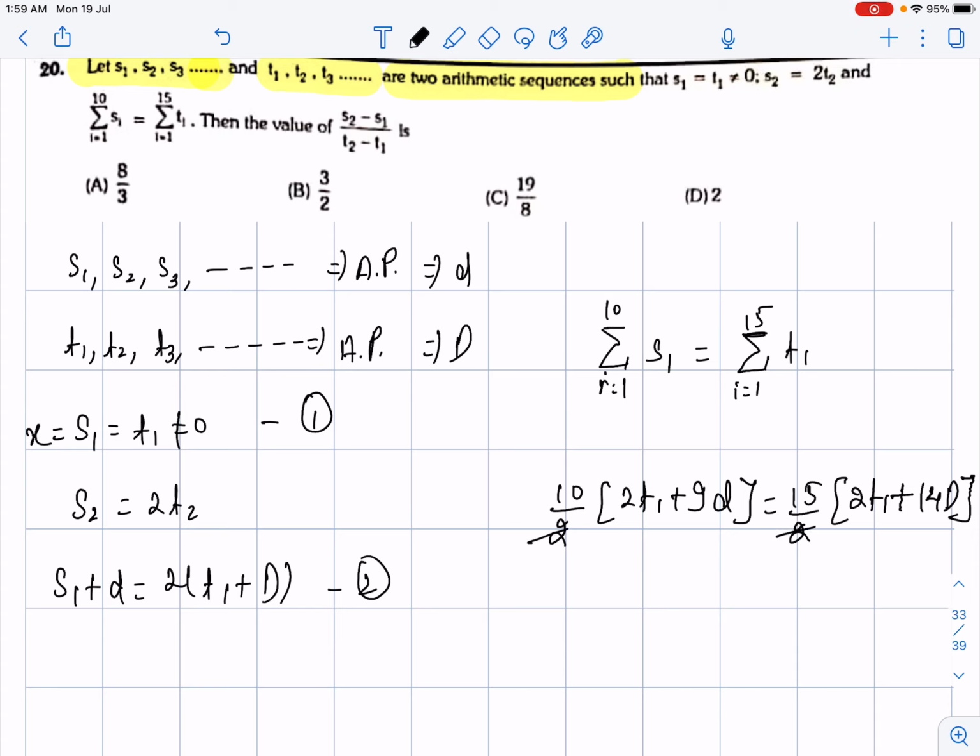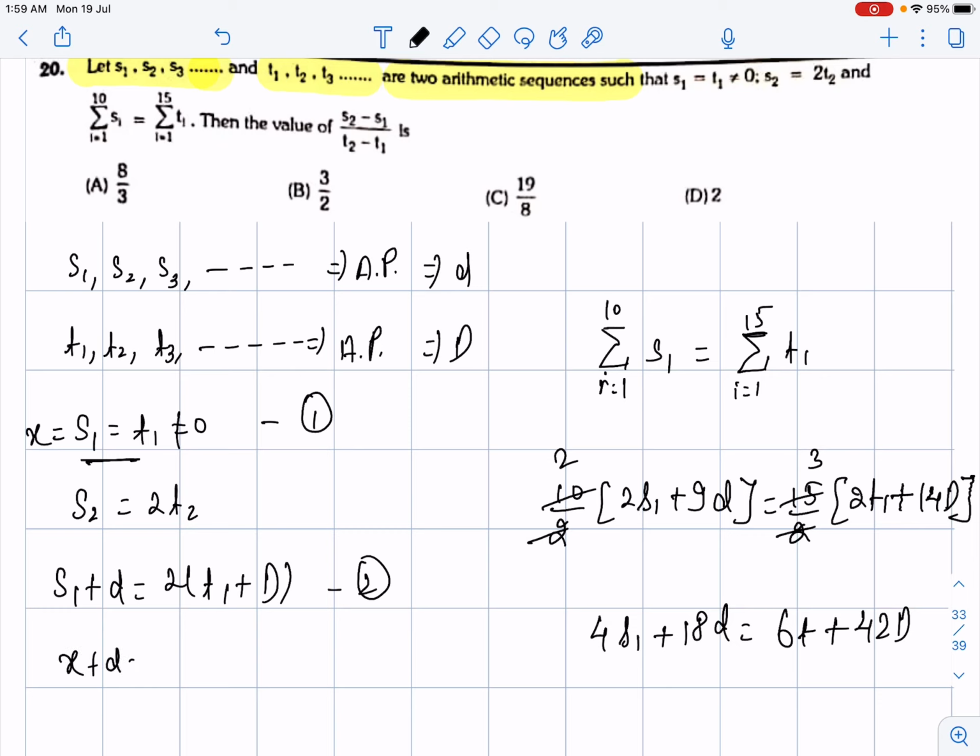2 and 2 will be gone, this will become 2, this will become 3. So 4 times s1 plus 18 times d is equal to 6 times t1 plus 42 times D. But s1 is equal to t1, so even if I write t1, no issues. Let's write it as s1 for the time being, and over here we'll also write s1, plus 14 times 3, 42 times capital D. Now we had already written s1 is equal to t1 is equal to x over here.